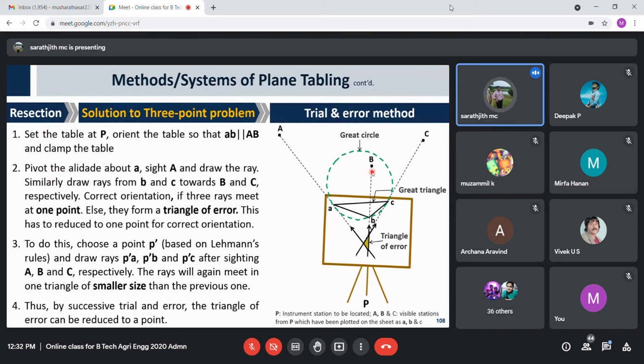If the orientation is proper, the rays from instrument stations A, B, and C should merge at a particular point. But due to the error, they form a triangle, and hence the name, the triangle of error. So what will happen if the triangle of error is small? The accuracy improves, right? Instead, if the triangle of error is bigger, the error is higher. Is that true?